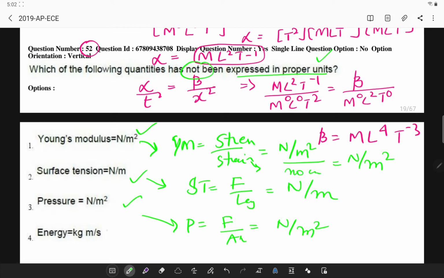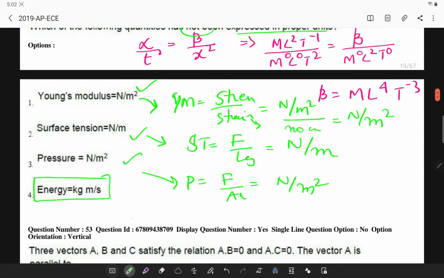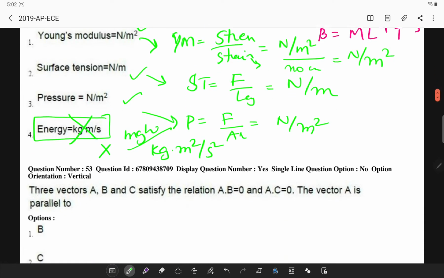This is also correct. So we are left with the only option, energy is equal to kg meter per second, whereas energy is generally mgh, or kg into meter square per second square. So this unit is wrong.